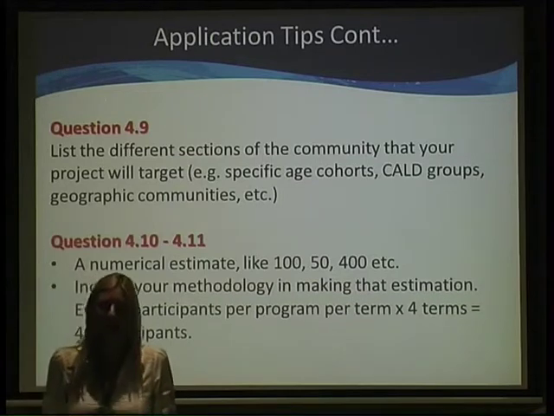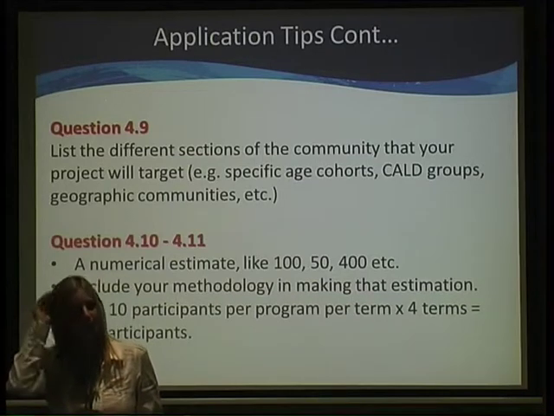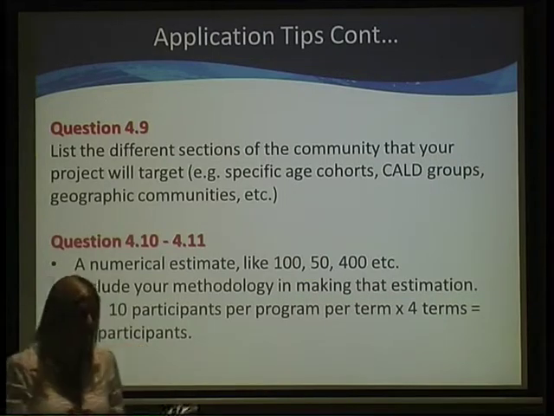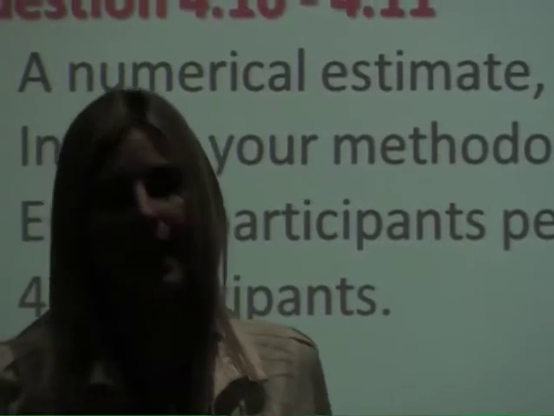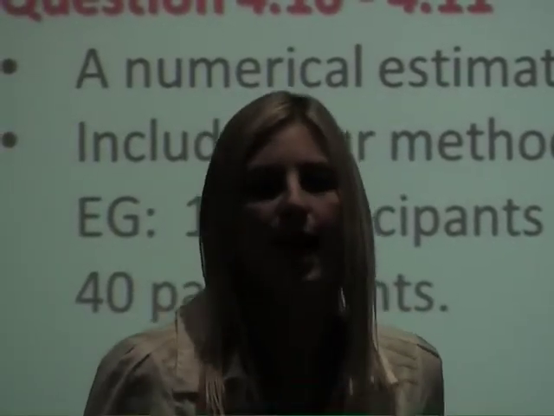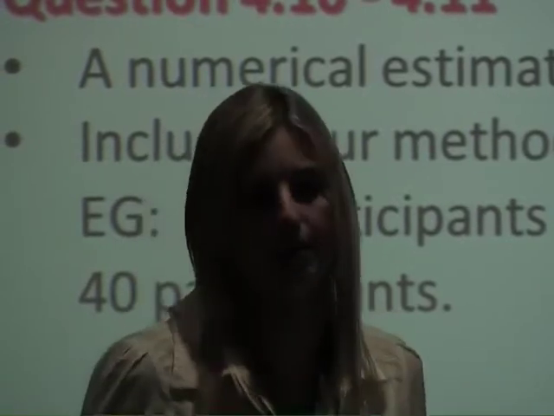Obviously you can't know until you run your project exactly how many people are going to benefit, but as long as you do some sort of calculation behind where you've got your number from. So if you're running a healthy cooking class, you hope to get 10 people every class for 12 weeks. That's how you got your number.